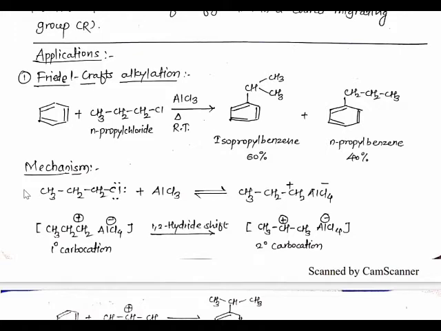If we are looking for alkylation, then an alkyl group will be substituted on the benzene ring. We have this n-propyl chloride in presence of AlCl3. AlCl3 is a Lewis acid. It will take a pair of electrons, so it will attack and abstract one chlorine. Now you will get this sequence: CH3, CH2, CH2, AlCl4. As this AlCl3 has taken the pair, it has now become AlCl4.